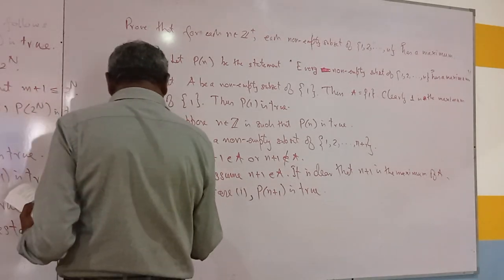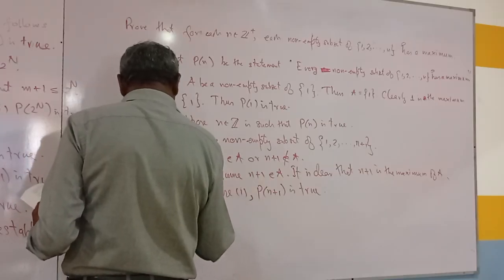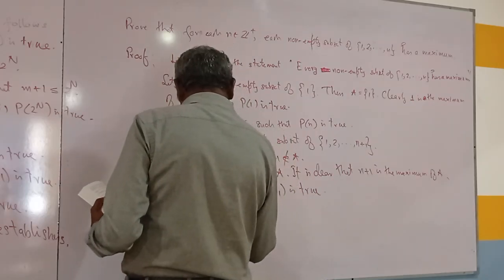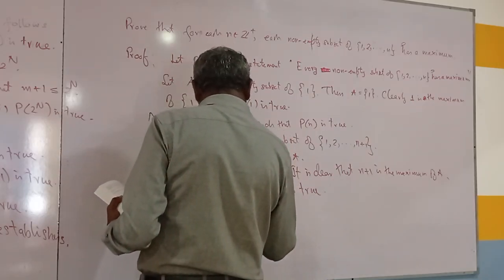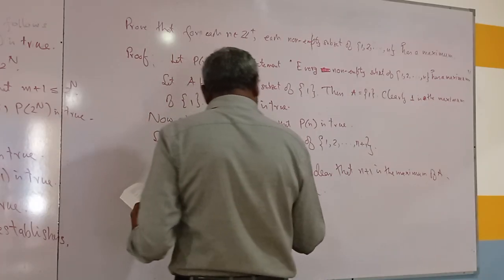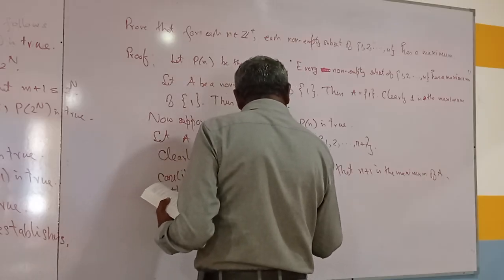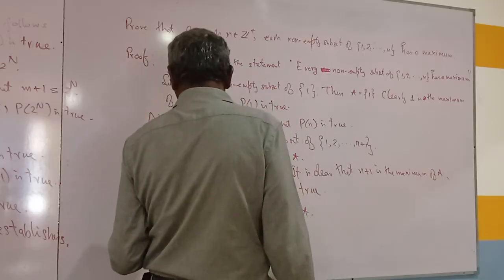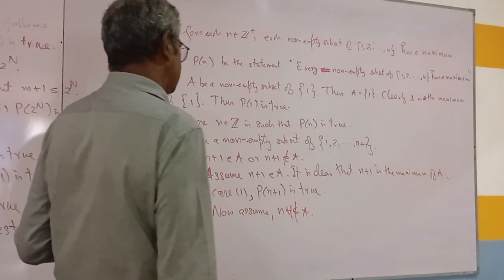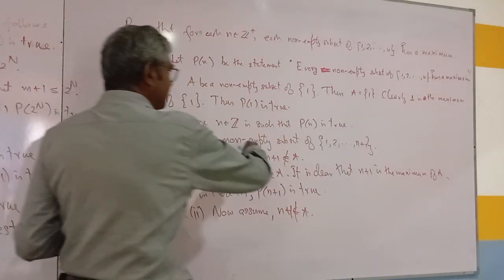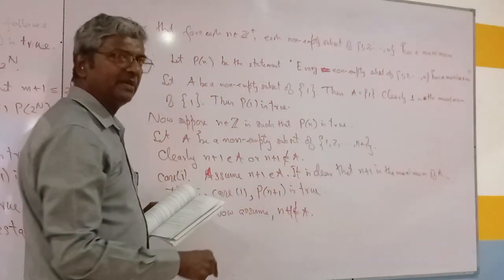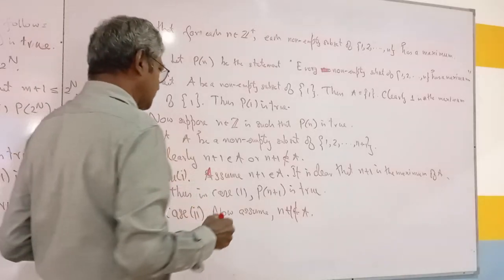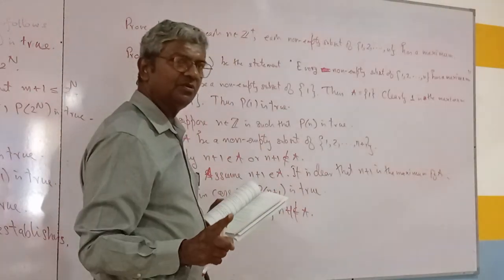Now, case 2. Assume n plus 1 does not belong to A. Now, capital A is a non-empty subset of 1, 2, all the way up to n plus 1. I am saying n plus 1 is not in A, therefore, capital A is a subset of 1, 2, up to n.